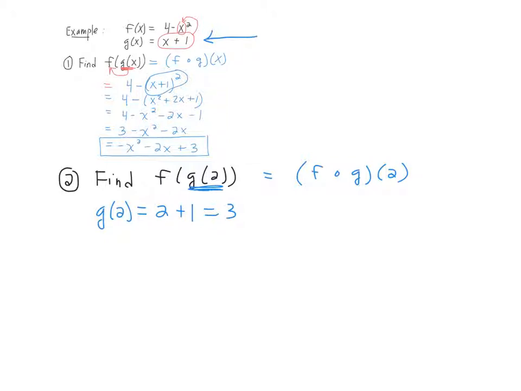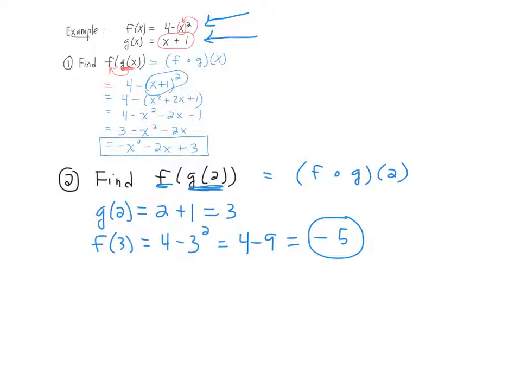And then from there, I would need to take that 3 and put it into my f equation. So f of 3, well, my f of x is 4 minus x squared. So if I were to drop in a 3, we would have 4 minus 9, which would give us a final answer of negative 5. Now, that's one way of finding f of g of 2.